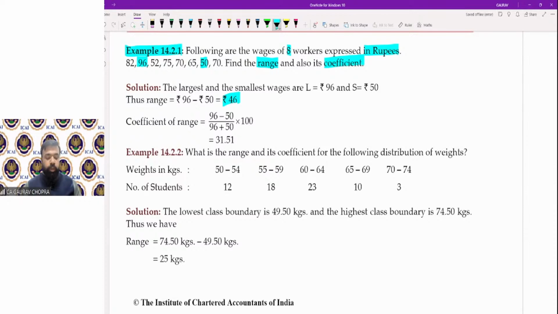चलिए फटाफट से रेंज कोफिशिएंट ऑफ रेंज कैलकुलेट कर दें. So 96 minus 50 upon 96 plus 50 into 100. This is 31.5. Perfect. So this is basically range. So I think it is very much clear. So अभी तक जो हमने डिस्कस किया है, all these was individual series.